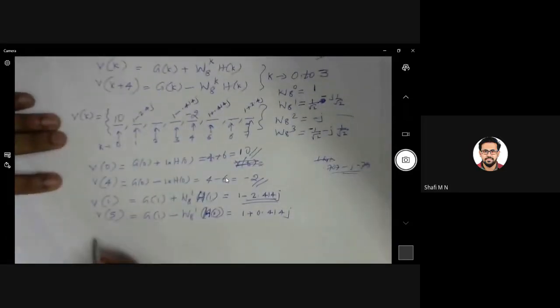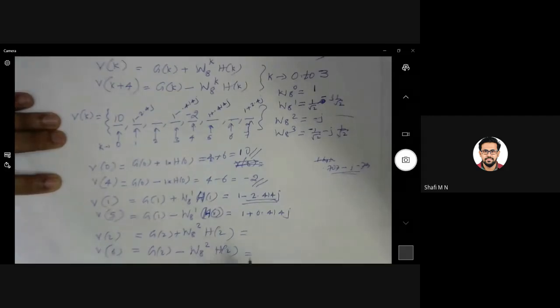അപ്പൊ നിങ്ങൾ V of 2 and V of 6, you need the equations. V of 2 and V of 6. This is G of 2 plus W8^2, that is minus j, right? Minus j into H of 2, and here this is G of 2 minus W8^2 into H of 2. I will give you those answers. That's minus 2 ആണ് ഇവിടെ വരുന്നത്. ആണോ? ചെയ്ത് നോക്കിയോ? This is minus 2. Okay. Minus 2. Next value minus 2 തന്നെ ആണോ? Minus 2.